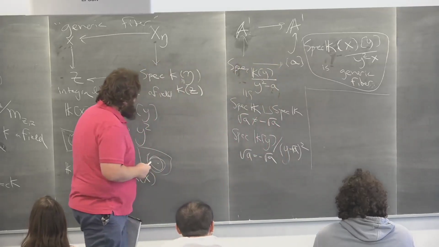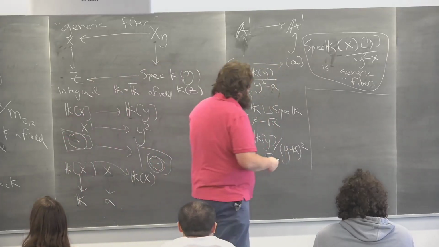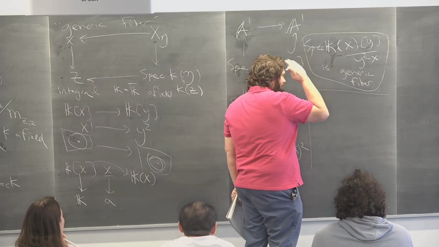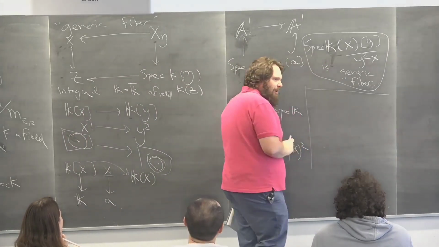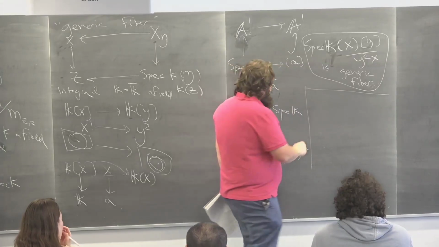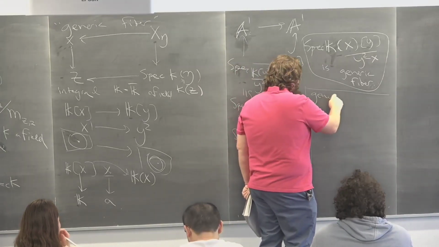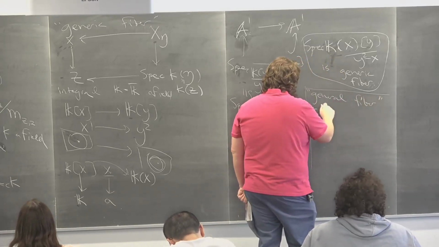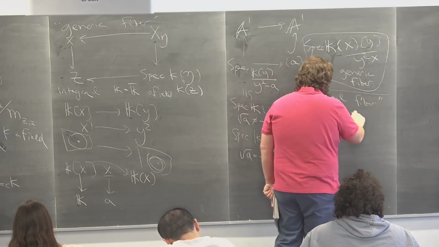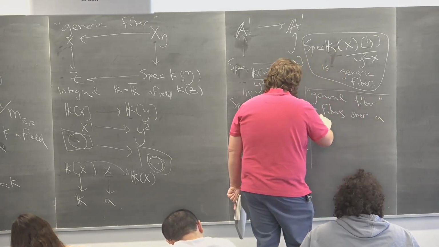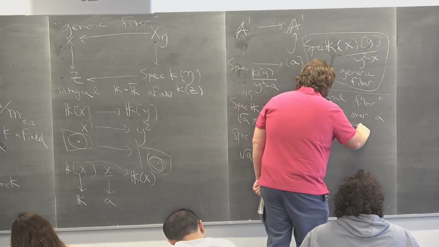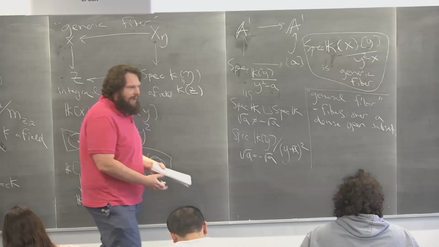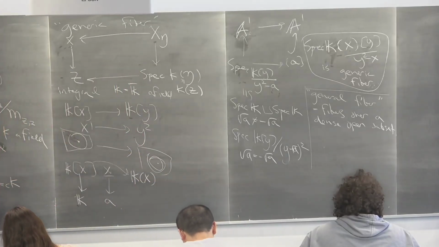Vakil has, I think at various points, made this point, but let me mention it again. The generic fiber is an actual scheme with which you can talk about its scheme properties or lack of scheme properties. The general fiber means the fibers over a dense open subset. So I might make a statement like the general fiber of this map is connected.